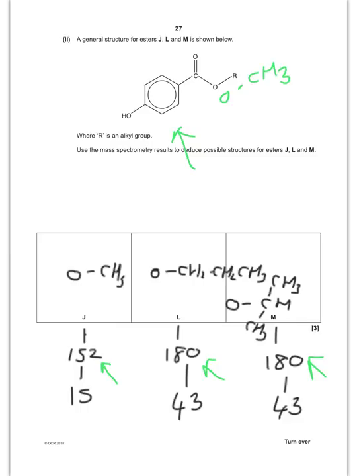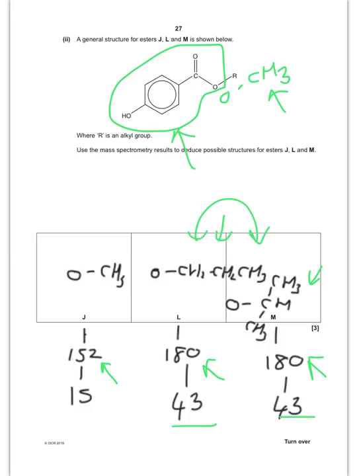How did I get that? Well, I know that it comes to 152. You take away all of this part of the molecule and you're left with 15, so you know it's going to be CH3. For the other two, they're both 180, you're left with 43, so it's got to be a propyl group, and there are two ways of doing that, which I've shown there. Doesn't matter which way you do these two, either way is fine.